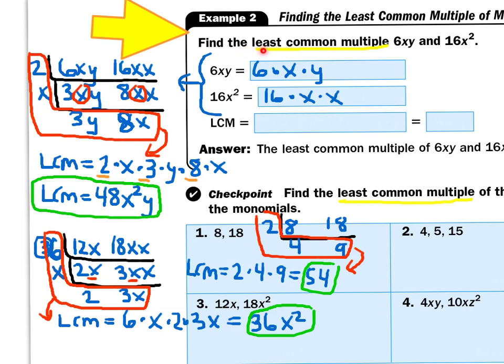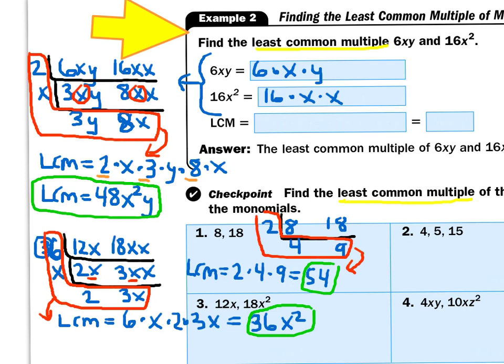Now this is pretty cool. We can find the least common multiple of monomials, the algebra. And remember, I'm going to tell you, write out the variables. So notice how 6xy I want you to write like this. 16x squared, I want you to write 16 times x times x. And let's do our division method. So put 6xy and 16xx and draw that upside down division.